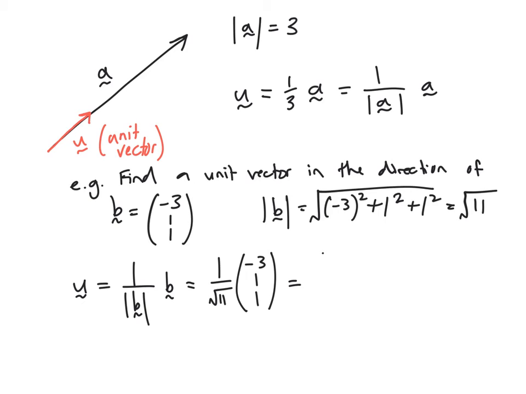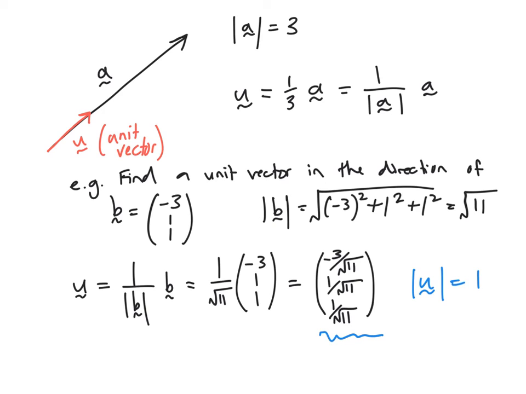Now there's not much we can do here, so it's just going to be -3 on root 11, 1 on root 11, and then 1 on root 11 again. And this vector that we've ended up with here at the end is actually a unit vector. If you wanted to go through and work out the length of this, you would find that the length of U is going to be equal to 1. But if we plotted it up against B, we would find that they go in the same direction.